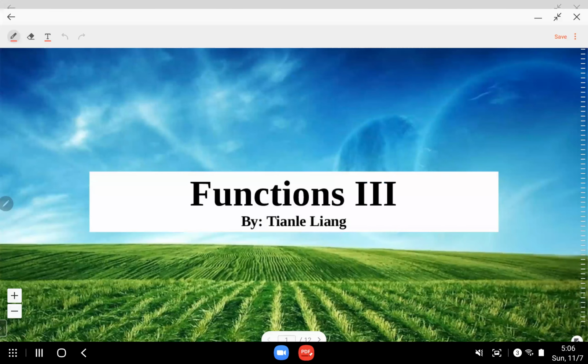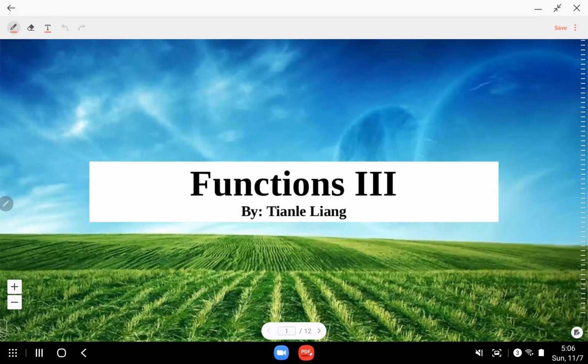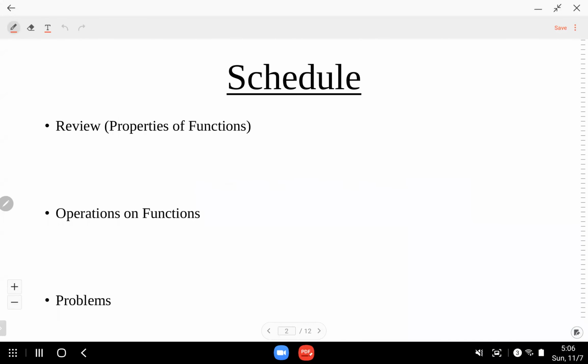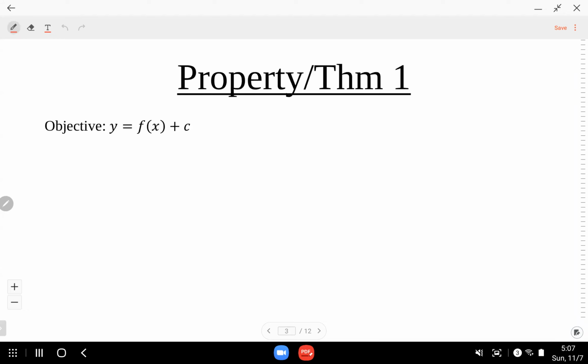So let's begin functions 3. This is our schedule today. We are going to review properties of functions, and we're also going to do some operations on functions problems where you're given a graph and you have to do some operation on it, and see how it's going to change. All right. So let's start reviewing all of our properties, and some of the ones we haven't got to yet, like the absolute value one, so we will also cover that too.